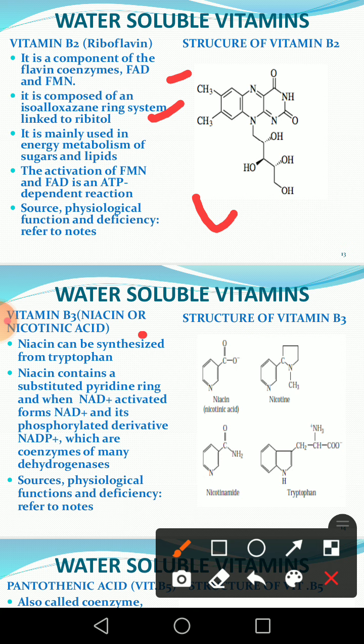Move towards vitamin B3, niacin or nicotinic acid. Niacin can be synthesized from tryptophan. Niacin contains a substituted pyridine ring, and when activated, forms NAD+ and its phosphorylated derivative NADP+, which are coenzymes of many dehydrogenases.